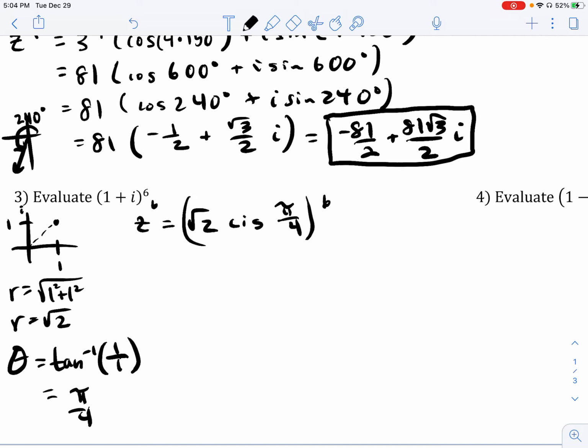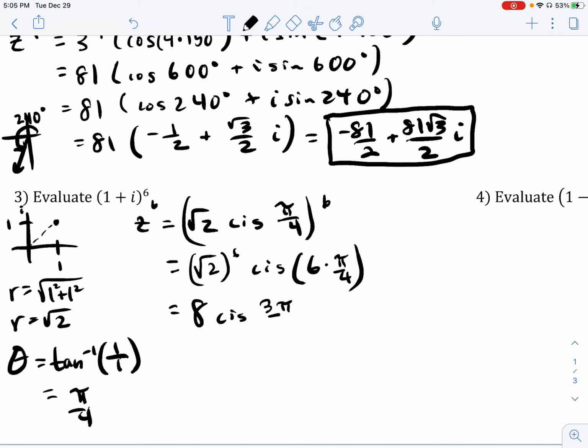And using DeMoivre's theorem, that's way easier than actually taking the original standard form and multiplying it with 6 factors. What would we get? We would get root 2 raised to the 6th power, CIS 6, which is our n value, times pi over 4. Well, root 2 raised to the 6th power is just 2 raised to the 3rd power. So there's 8 CIS, and simplified that would be 3 pi over 2. And there's our answer in trigonometric form, but we should write our answers in standard form.